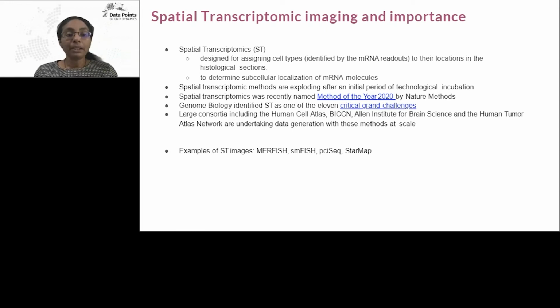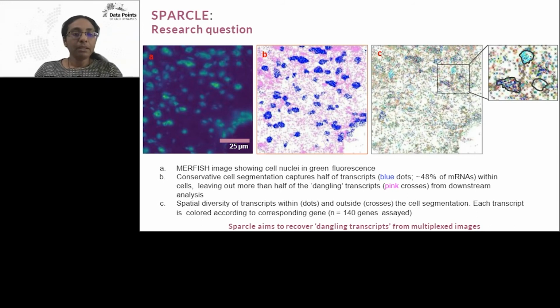There are many large consortia like the Human Cell Atlas, the Allen Brain Institute, and the Human Tumor Atlas Network that are undertaking huge data generation projects using single-cell transcriptomics imaging. I've shown you MERFISH, and these are other examples of spatial transcriptomics images out there. What was my particular research question? So this is an example of a MERFISH image that I had shown in the previous slide.